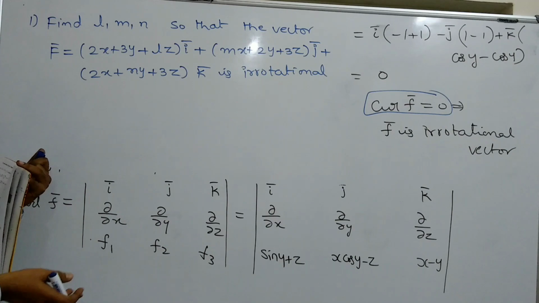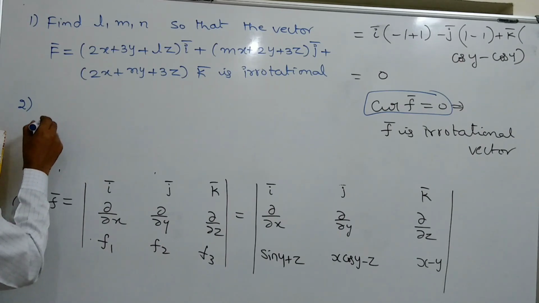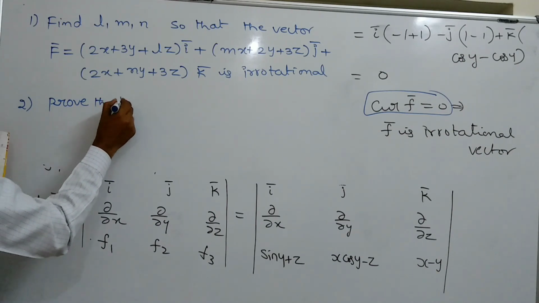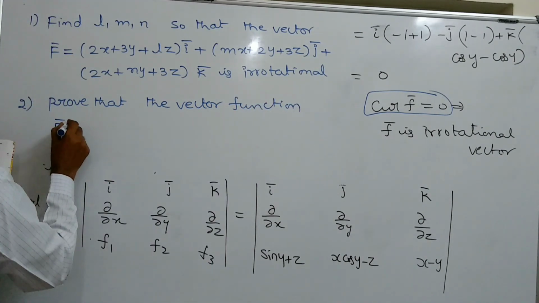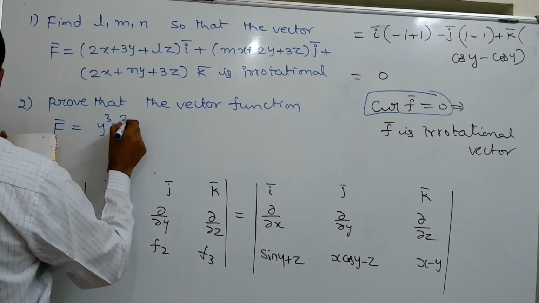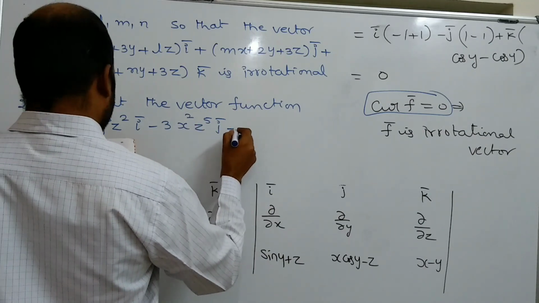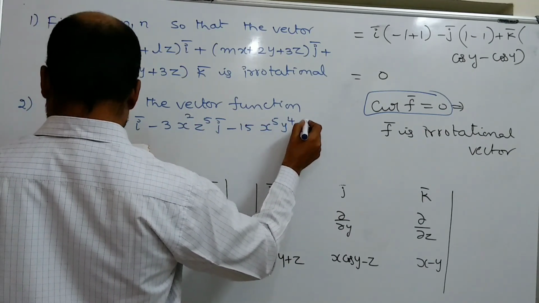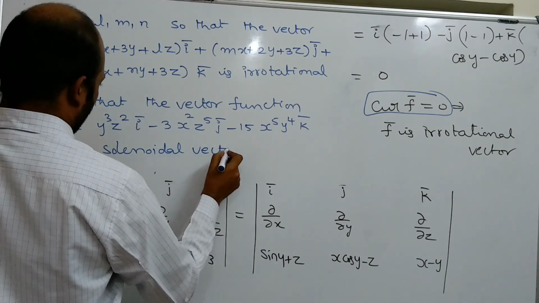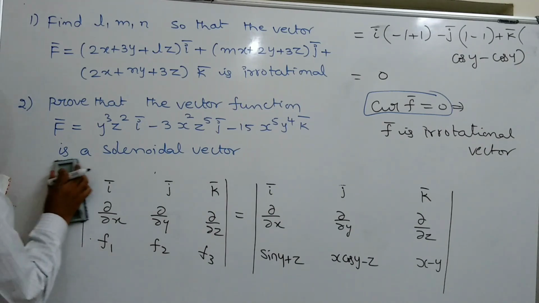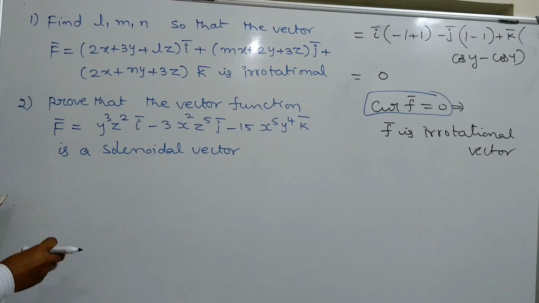In the previous problem, we found the value of p by using div F bar equal to 0. Work out a similar method. The next problem: prove that the vector function capital F bar is equal to y cube z square i bar minus 3x square z power 5 j bar minus 15x power 5 y power 4 k bar is a solenoidal vector. Solenoidal means div F bar is equal to 0.